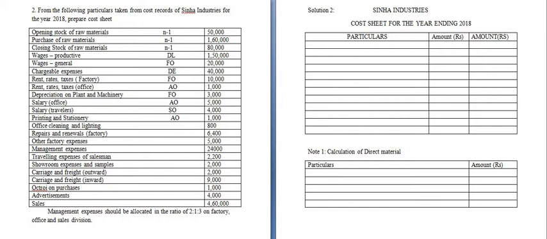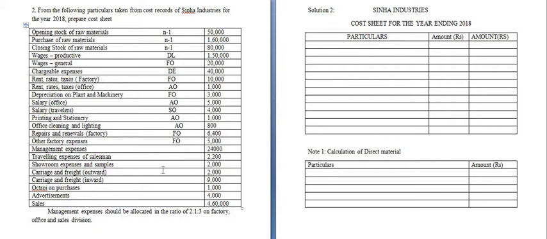Now next comes office cleaning and lighting. Since they have given office cleaning and lighting, again it is an office overhead or administrative overhead. Now repairs and renewals, factory already they have mentioned, so it is a factory overhead. Now other factory expenses, so again it is factory overheads. Next comes management expenses.